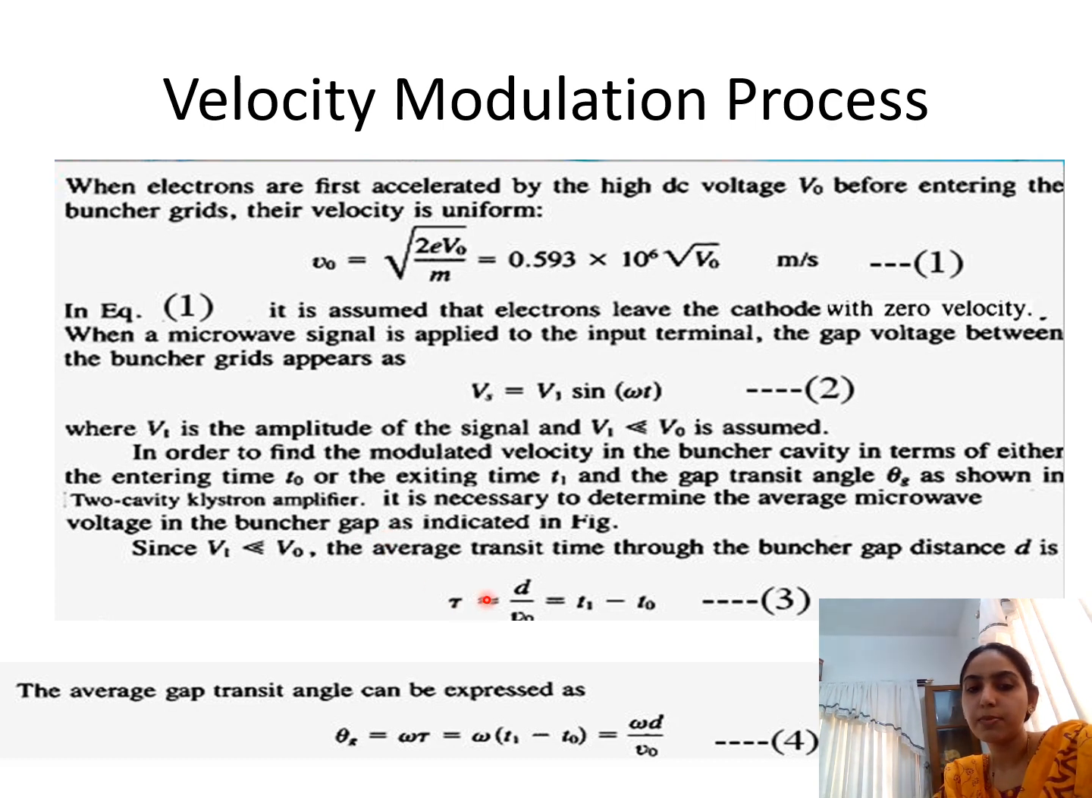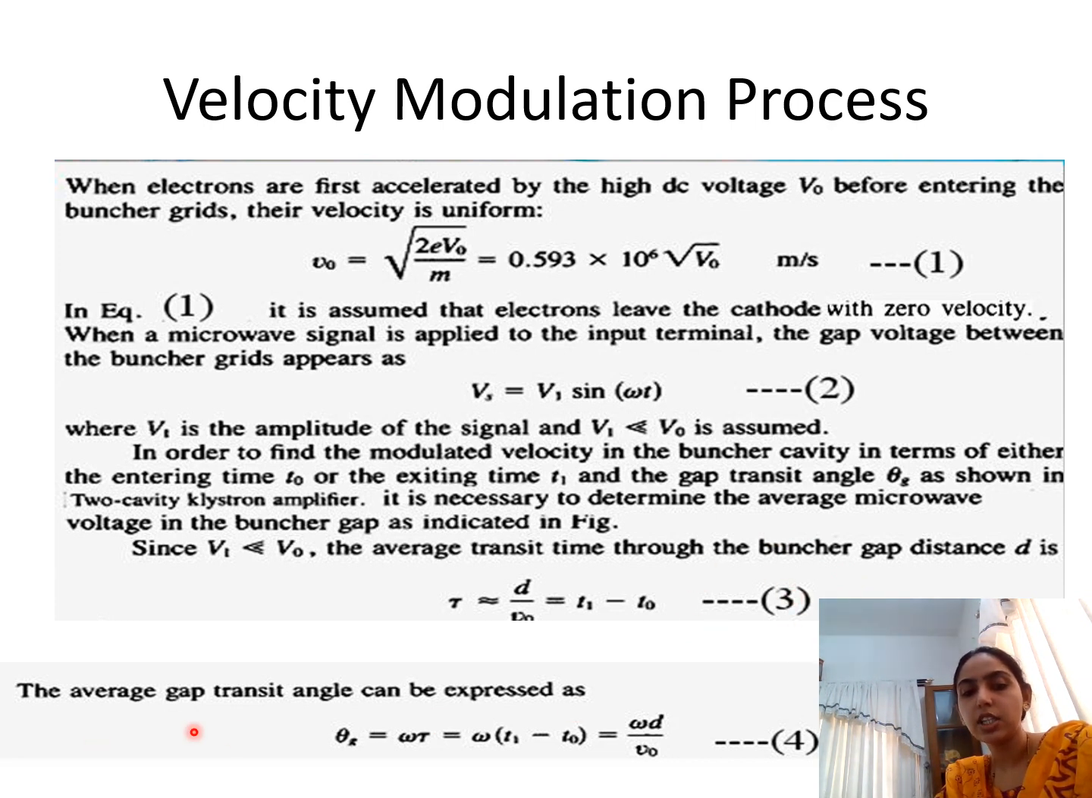So we will write the expression for the average transit time. T0 is the time the electron arrives in the buncher cavity and T1 is the time the electron leaves the buncher cavity. That time is indicated here as the transit time, denoted by tau. Obviously time is distance by velocity, with the velocity of the electron being small v0. So tau is d by v0, which is nothing but t1 minus t0, and we write it as our third equation.